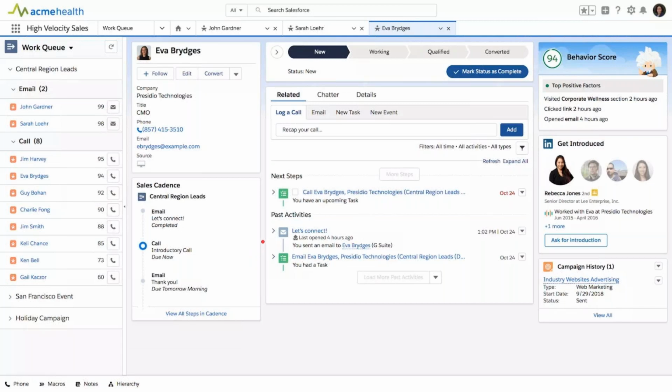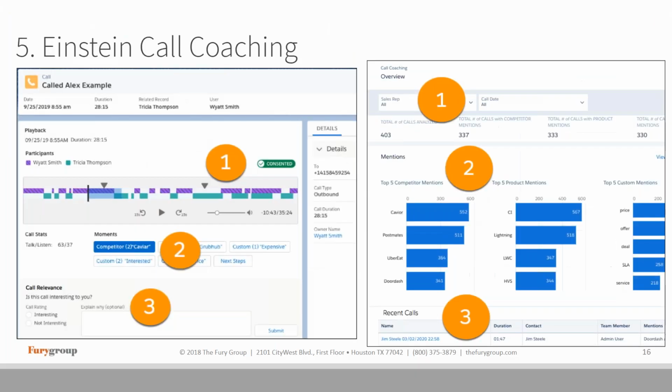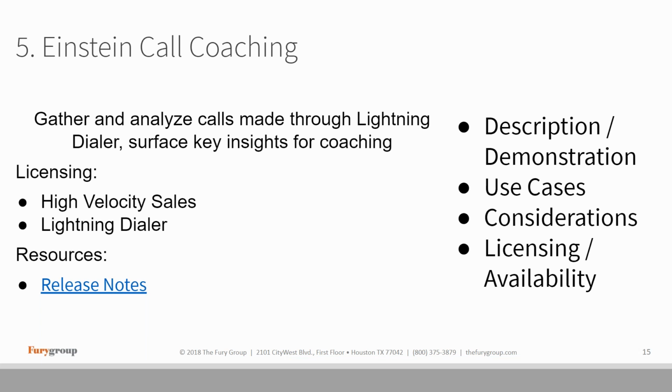High velocity sales is about a year old itself. What is new is called Einstein call coaching. Einstein call coaching is used in conjunction with high velocity sales, as these users are plowing through these phone numbers and making phone calls. If you're using Lightning Dialer, you can actually record the calls, and Einstein call coaching will start parsing that information.